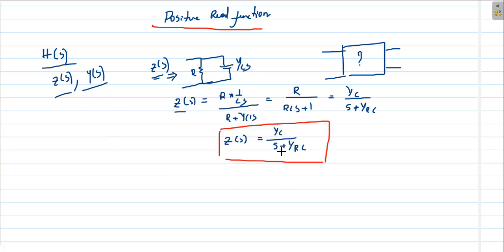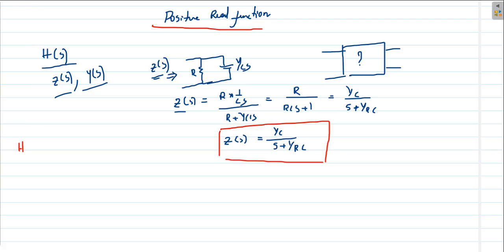By using different techniques, like the Foster form and Cauer form, we use this function to get the circuit. Now this Z of s will be given and you need to find the circuit, that is synthesis. So what is h of s in general?